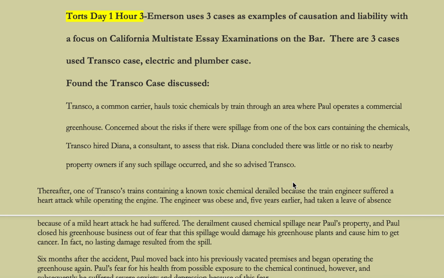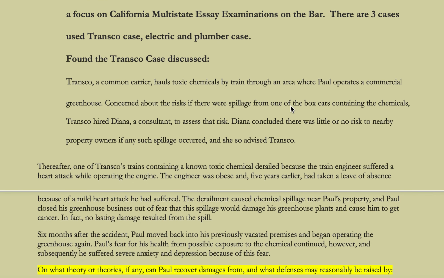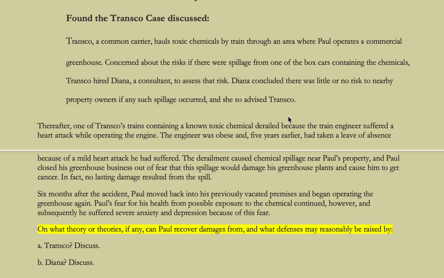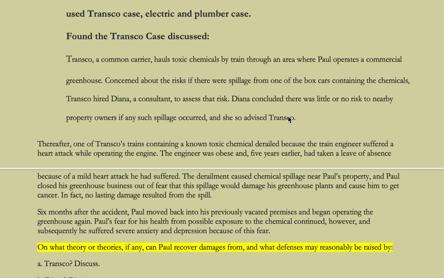Okay, so Emerson's going to be using 3 cases of causation and liability, and he's focusing on the essay portion of the California bar, and he names the Transco case, which is about a train and an obese driver of the train, and then some sort of electrical pole, an electric company, and then a plumber case. Okay, so I found the Transco case, and if you look in the drop-down box, you can find it. I did not find the model answer, but I did find out it was from 1998, and it is possible I could search more.